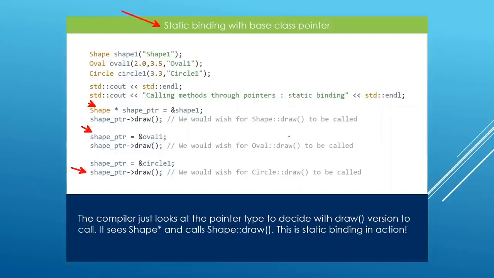The compiler is going to resolve the draw method statically. And what that means is that the compiler is going to look at the type of the pointer that we have, and it is going to use that to decide which draw method to call in our inheritance hierarchy. So this is the default, and it is called static binding in C++.